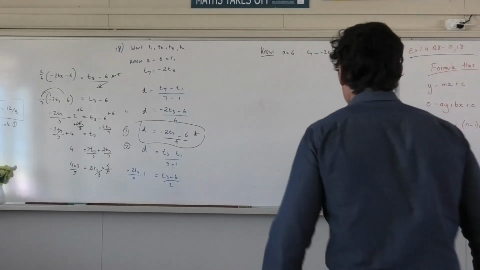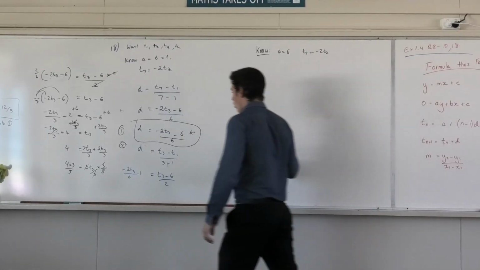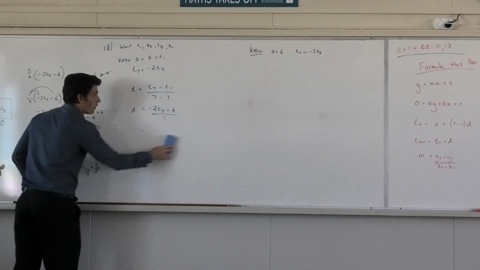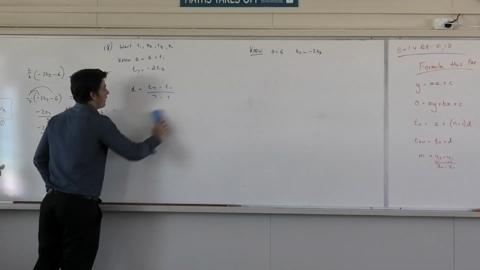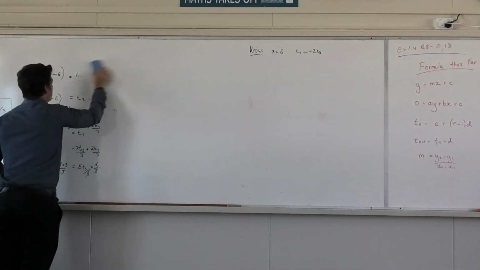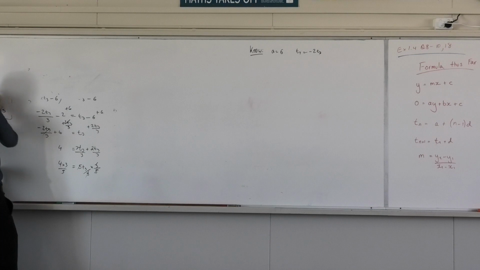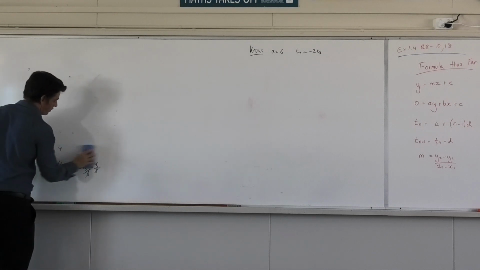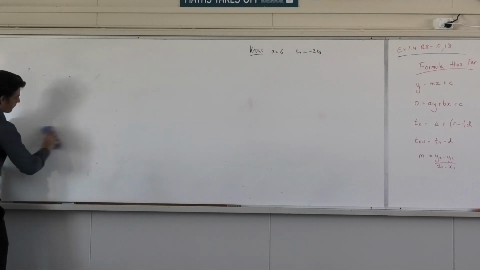Righty. So I write down what I know and I write down what I want. I can see there that I know A equals 6 and T7 equals negative 2 T3, and I want the first 4 terms. It's a very unusual question, as in not a lot of values are given.